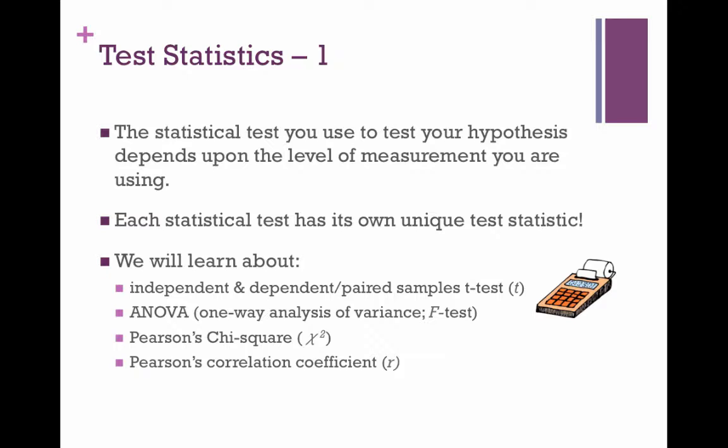And this last one, we've learned that before when we learned about the correlation coefficient and the relationship between 2 different variables. And so as we can see, we have 4 different test statistics that we're going to learn, but we have 5 tests because the t-test has 2 different types, independent and dependent samples.